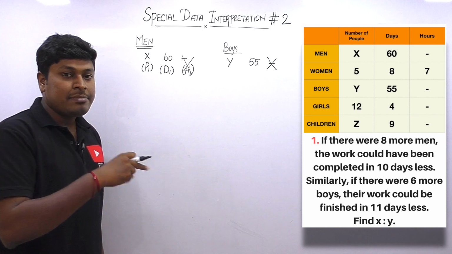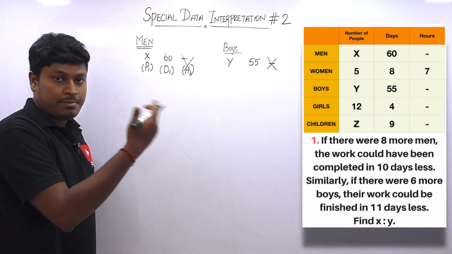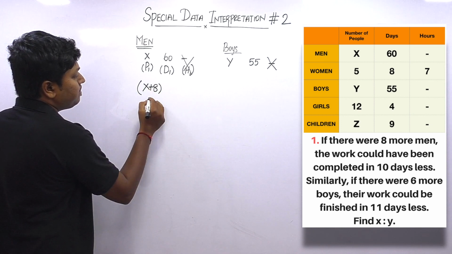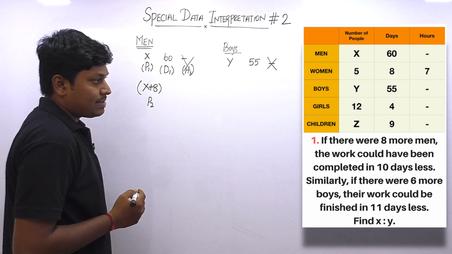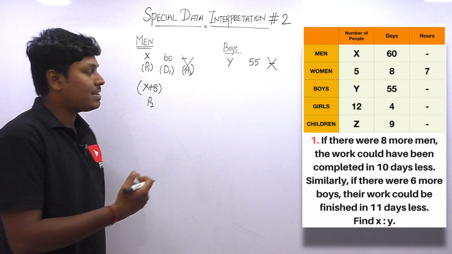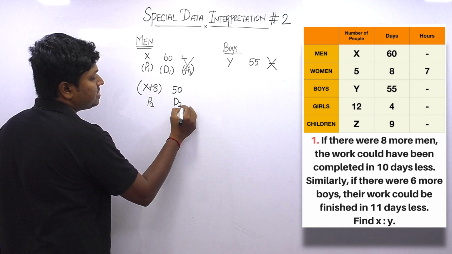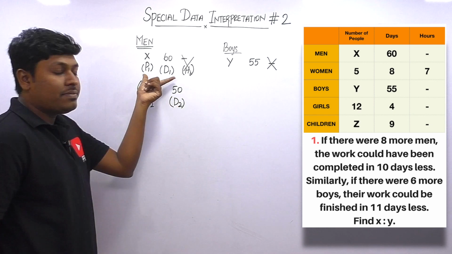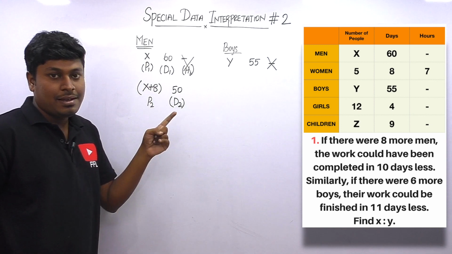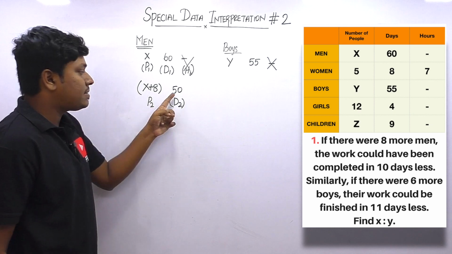If there were 8 more men added, already we don't know how many men are working. In case number 2, 8 more men are added, so x plus 8. This will be person 2, second condition. Next, if 8 more men are added, the work would have been completed in 10 days less. So if 10 days less, then 50 days. The work will be completed in 50 days, which is D2. So friends, according to the given chart, we have first condition P1 D1, that is x and 60. By using the question, we have another condition, P2 D2, which is x plus 8 and 50.